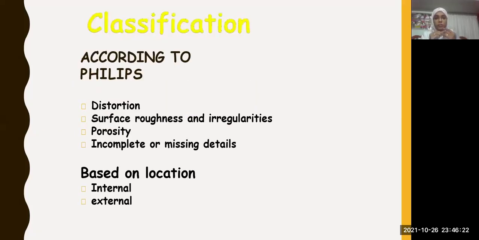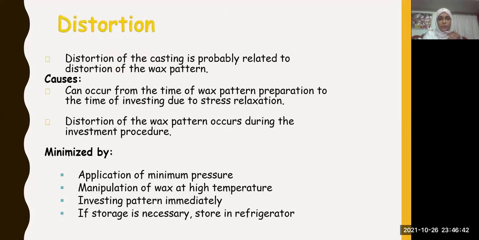a casting defect. And these casting defects, you can classify them into various types. Phillips has classified it into distortion, surface roughness and irregularities, porosity, incomplete or missing details. And then based on the location, he has again classified these defects into internal and external. Right. So now let us see about each defect a little in brief and how to minimize it.